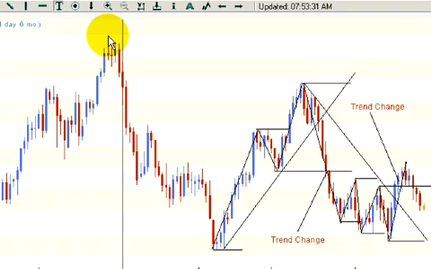In today's lesson I will be looking at ways of drawing trend lines and Fibonacci to help identify a potential trade. In this chart of the daily euro dollar, in order to draw trend lines we first have to identify areas of resistance and support.